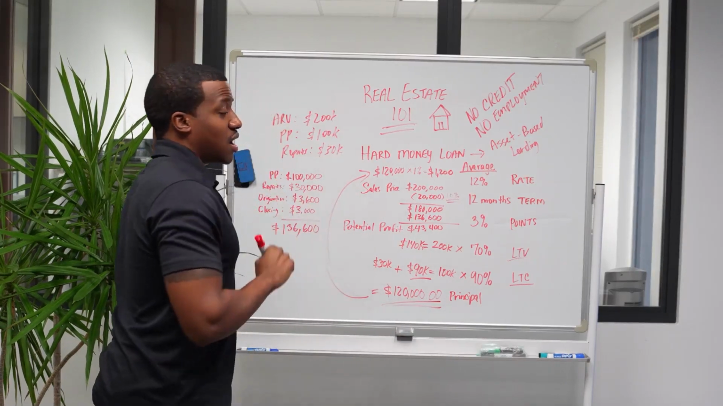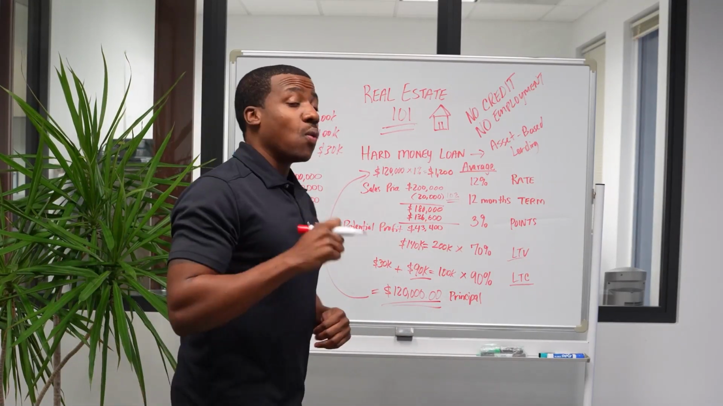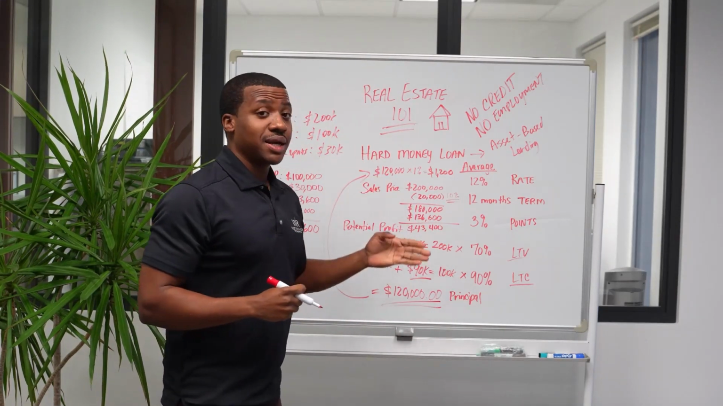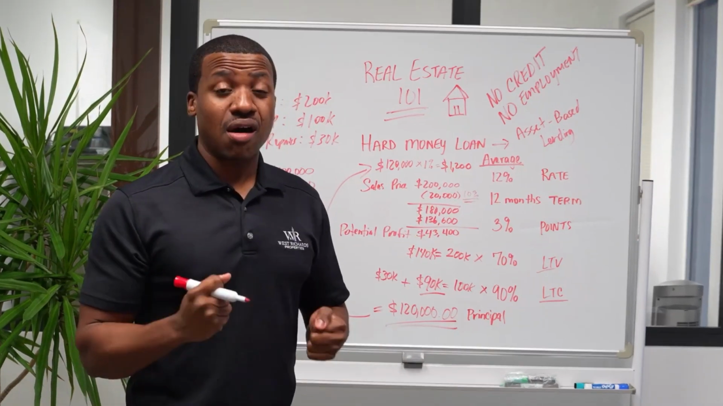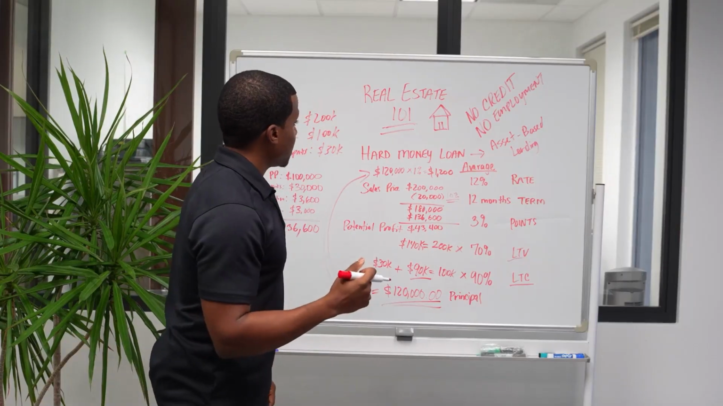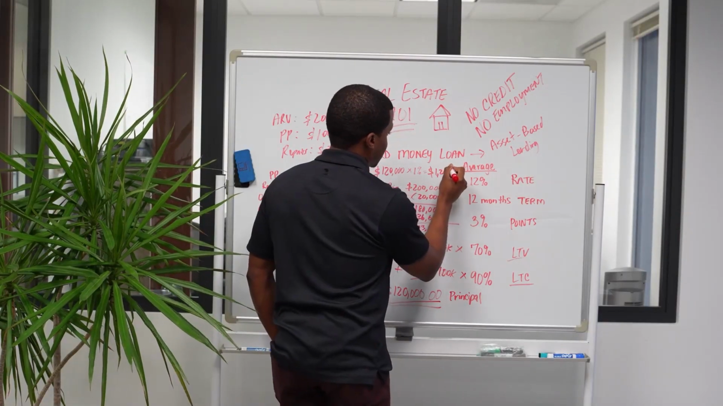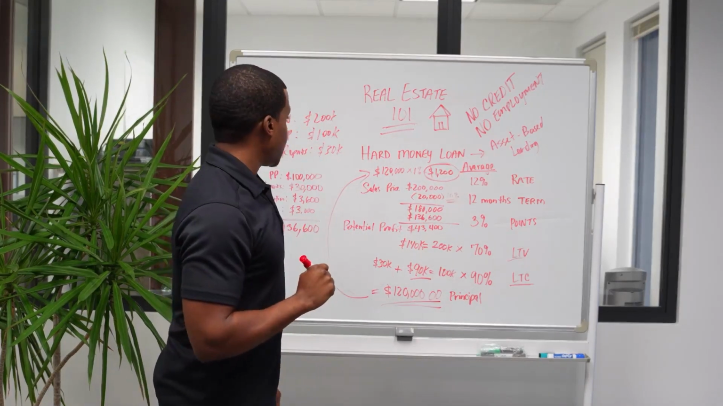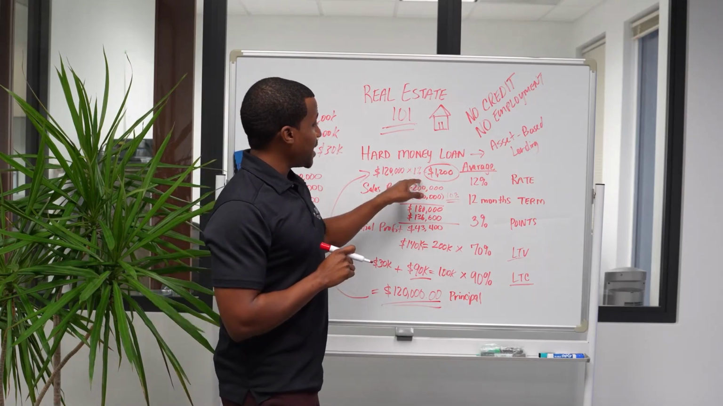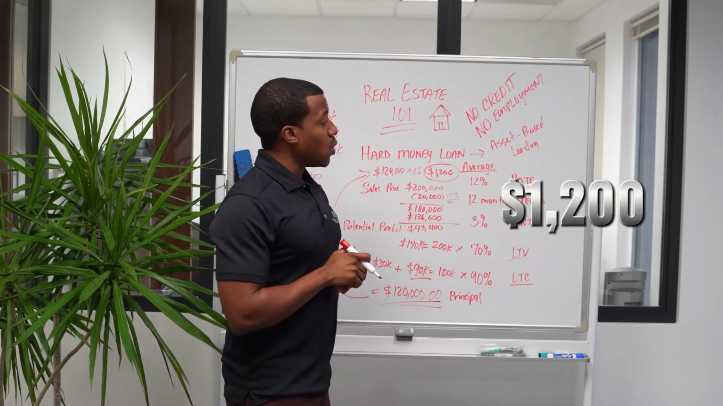Now, this is where the cost for hard money really comes into play. Why speed is so important. This is why people say time is money. When you're dealing with hard money, time is absolutely costing you money every single month that you're in that hard money loan. So we've already calculated that this loan is gonna cost us $1,200 per month. It's a $120,000 loan balance principal, and it's 1% interest per month. So it's gonna cost us $1,200 per month.